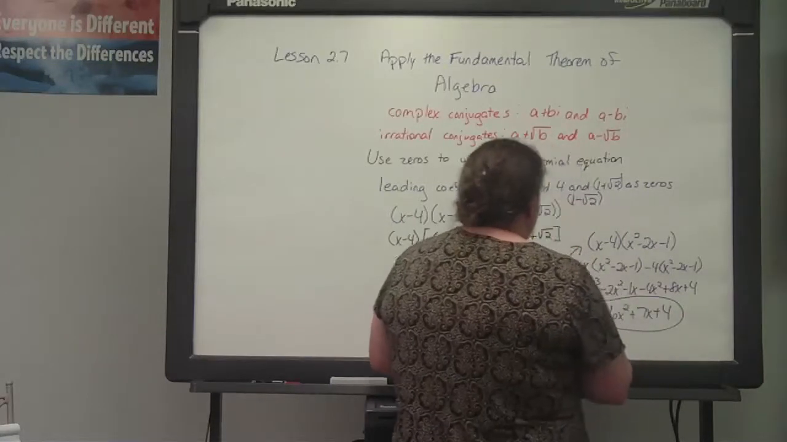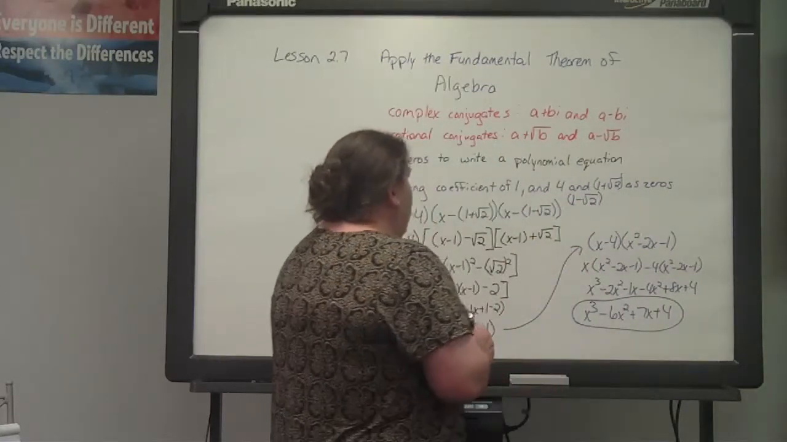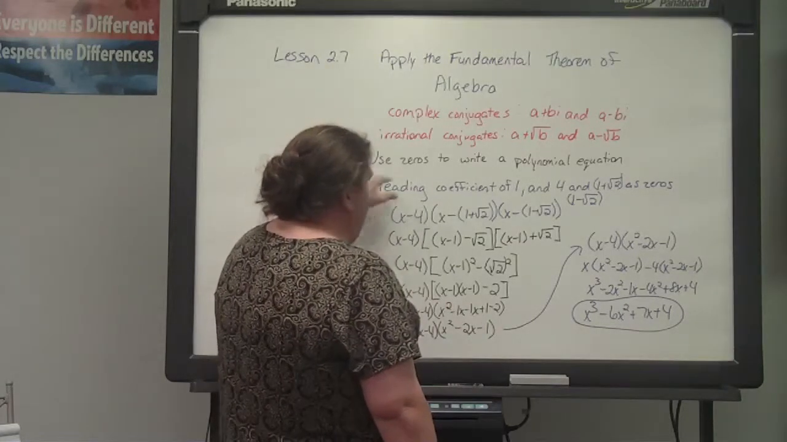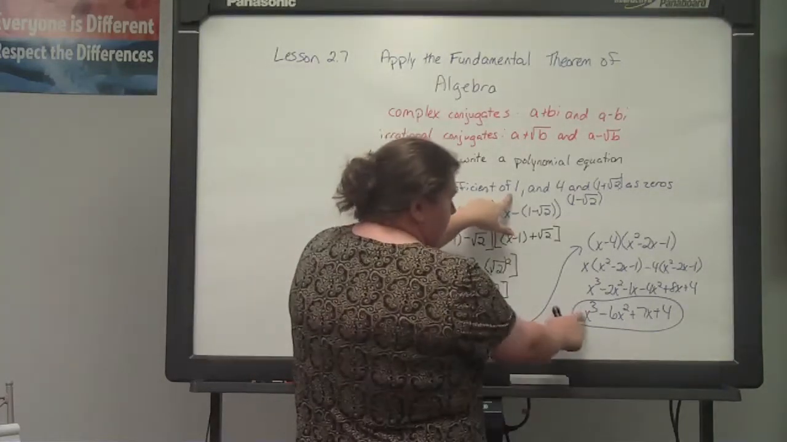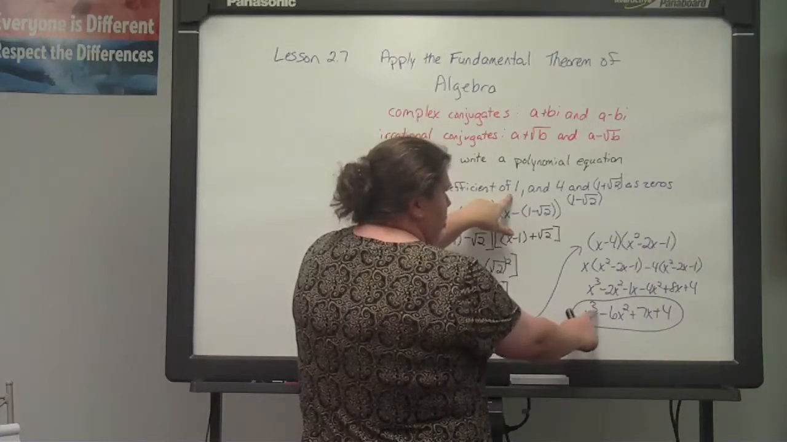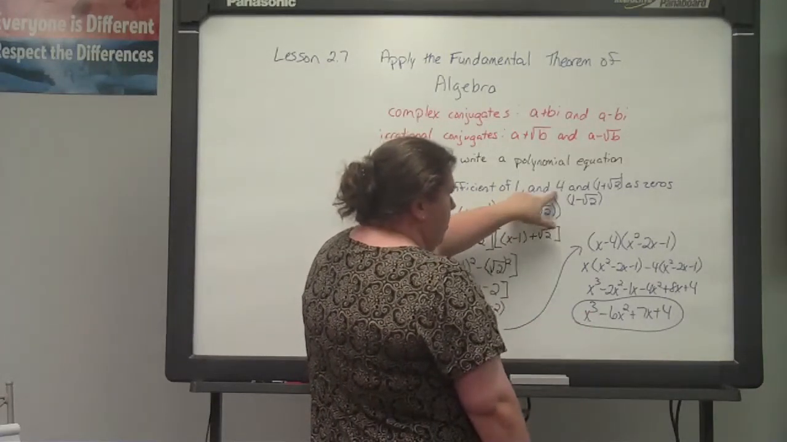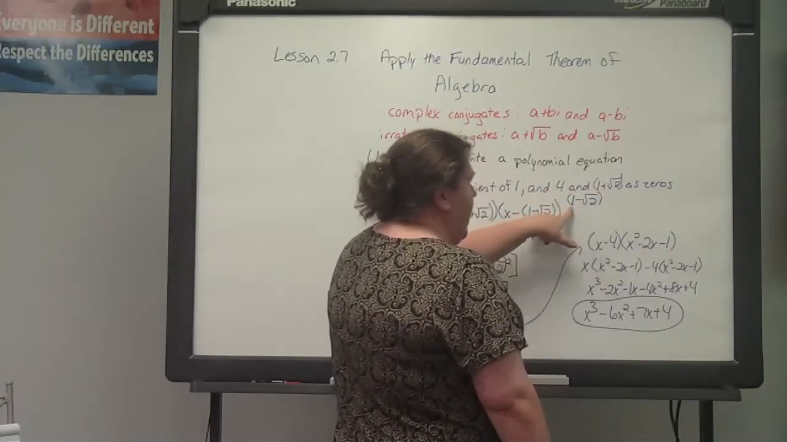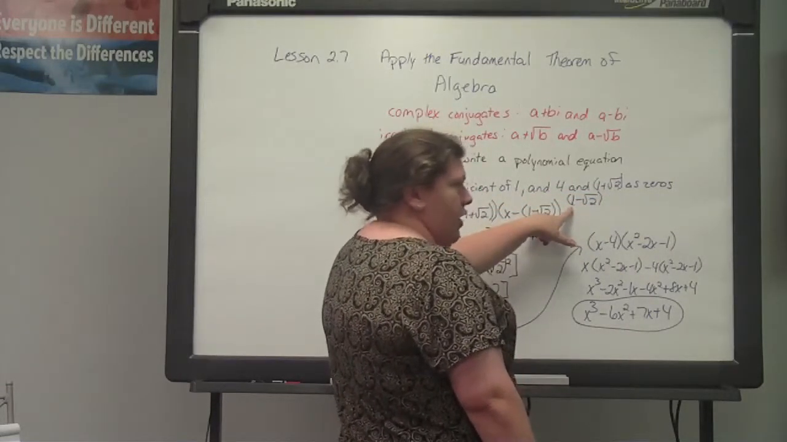And there is the equation that we get when we have a leading coefficient of 1. Remember, just x cubed means 1x cubed, and 4 and 1 plus square root of 2 and 1 minus square root of 2 are your zeros.